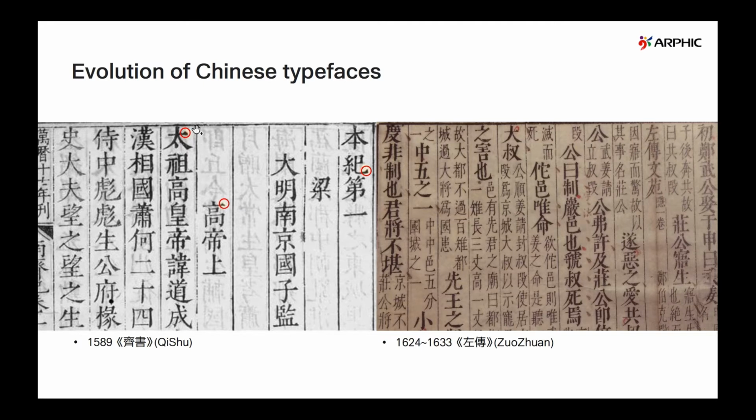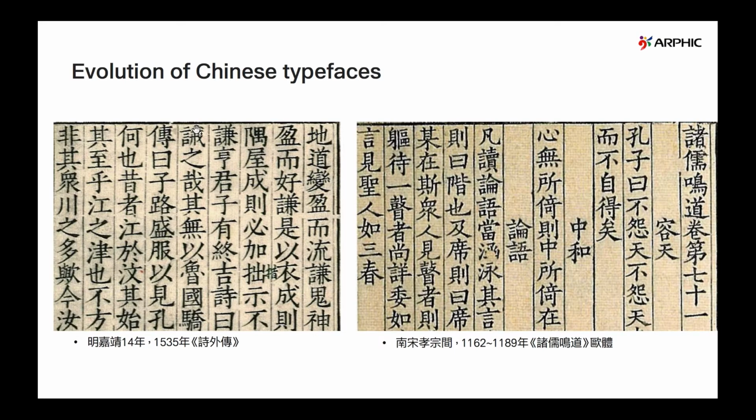The pictures show very mature MingTi. The picture on the left is a book of 1589, and the one on the right is a book of about 1624 to 1633. The features made for printing were very mature, and they made reading more efficient. After movable type printing was invented, reading became popular. Books were printed in large amounts.